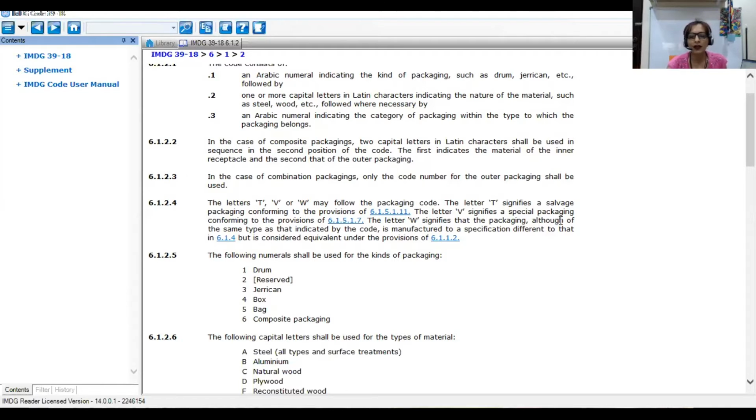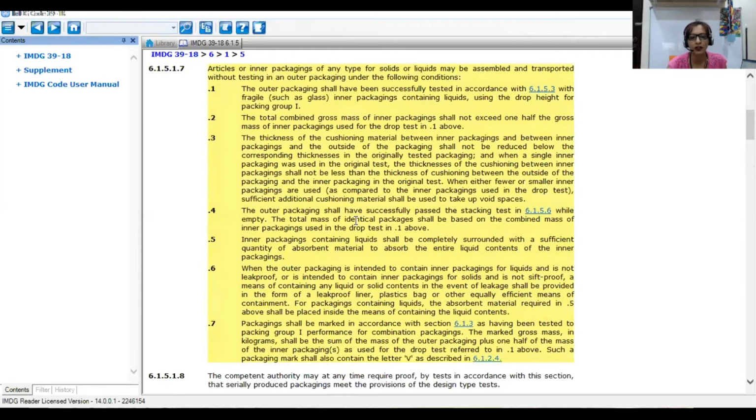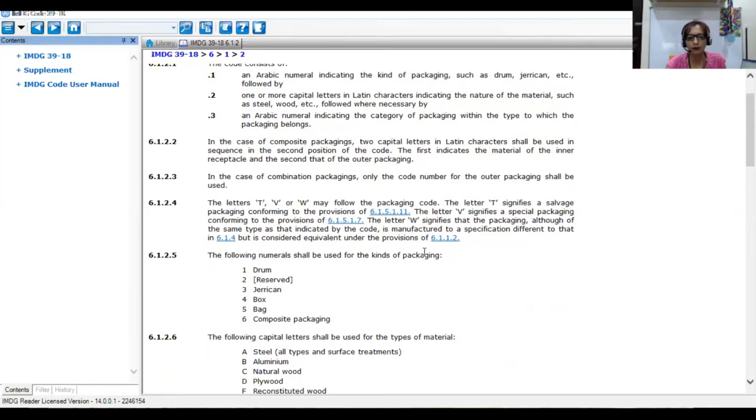The letter V signifies special packaging that conforms to this provision indicated here. This provision is the tests, okay? And in terms of its thickness, the letter W signifies that the packaging, although of the same type, may have gone through a different form of test, which is not prescribed as a UN test per se, but it is of the same stringency and the package is of the same specifications as prescribed by the UN test. So that's when the W will be used.